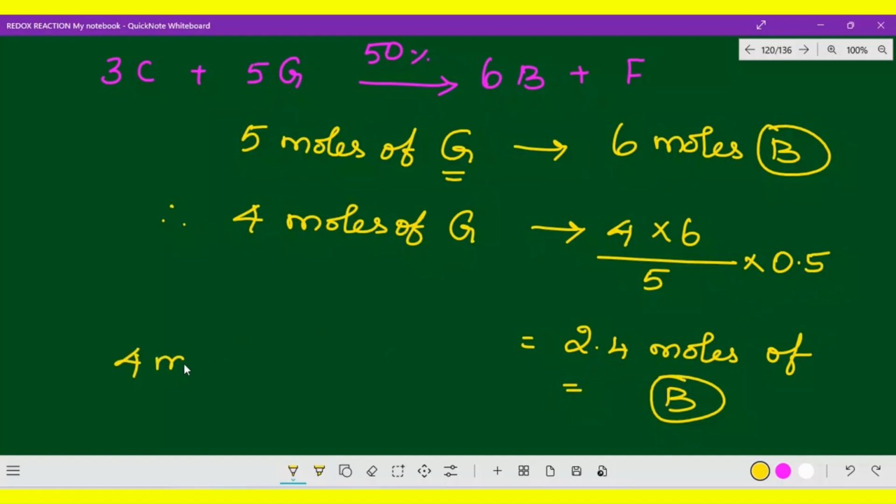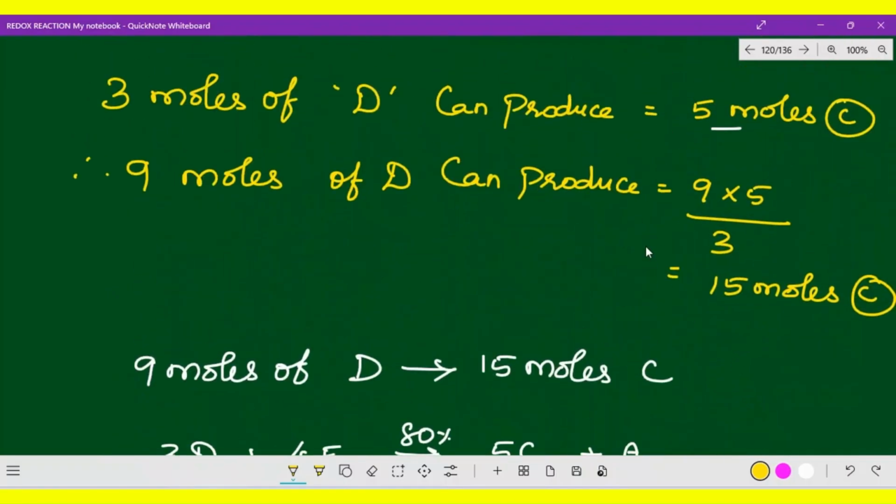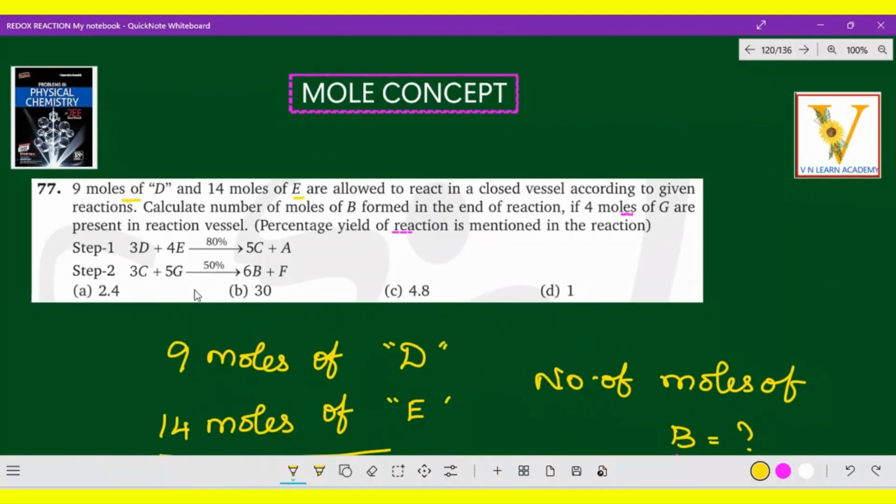So 4 moles of G can provide 2.4 moles of B, right? I hope you got the clarity. Which is the correct option? Data are very important while solving the problems, right? You have to write exactly the data, otherwise with different data the answer will vary. So what is the correct option? Option A is the correct option. So 4 moles of G can provide 2.4 moles of B, right? I hope you got the clarity.